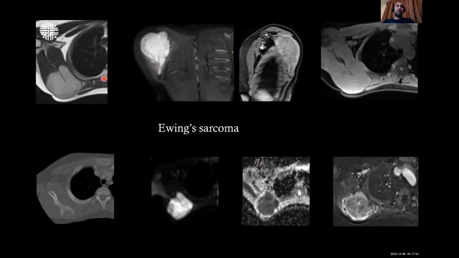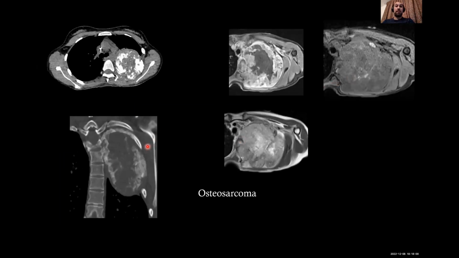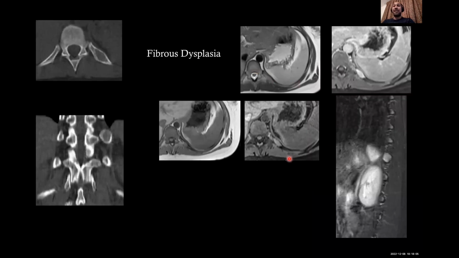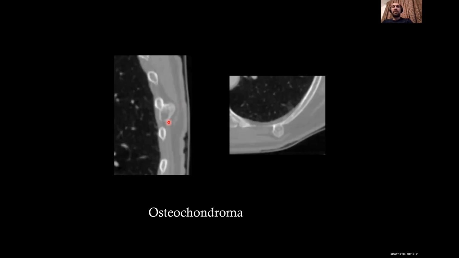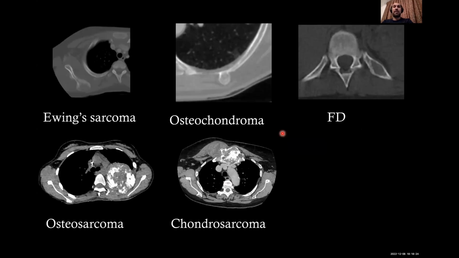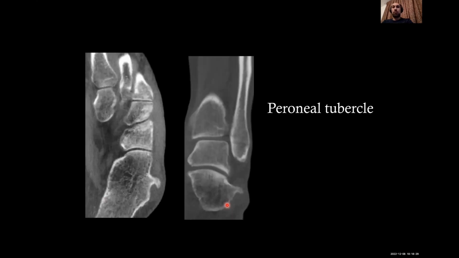Here it is Ewing sarcoma, the soft tissue involvement compared to the bone involvement, restricted diffusion. Here, when you find calcification, it is osteosarcoma. Fibrous dysplasia, expansion of the bone with no erosion or periosteal reaction. Chondrosarcoma, we'll find there are rings and arcs. And here it's osteochondroma, exostosis, fibrous dysplasia, osteochondroma, Ewing sarcoma, osteosarcoma, and chondrosarcoma.